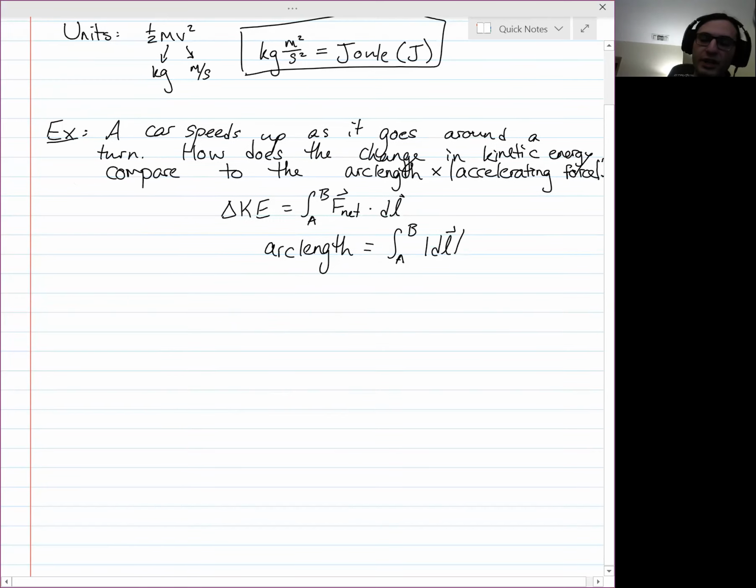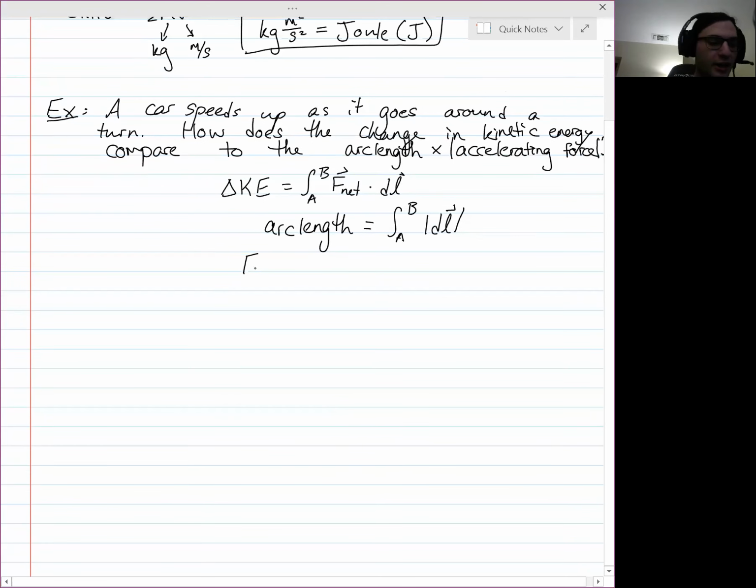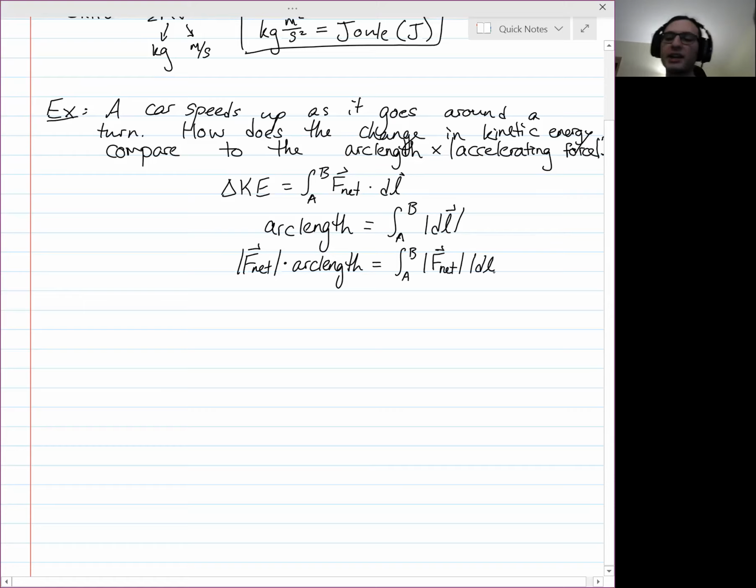So what is F net equal to? F net times arc length is just the integral from A to B of the magnitude of F net times the magnitude of DL. And now, hopefully you can see why this is greater than the integral of F dot DL.